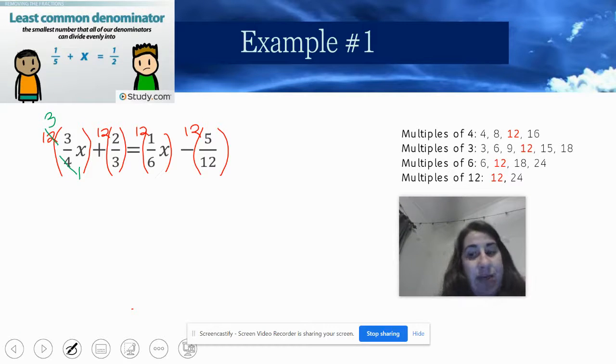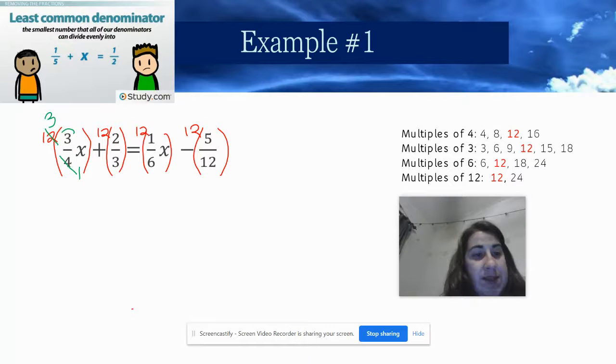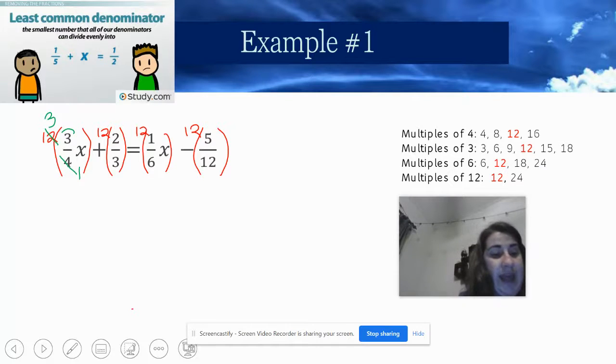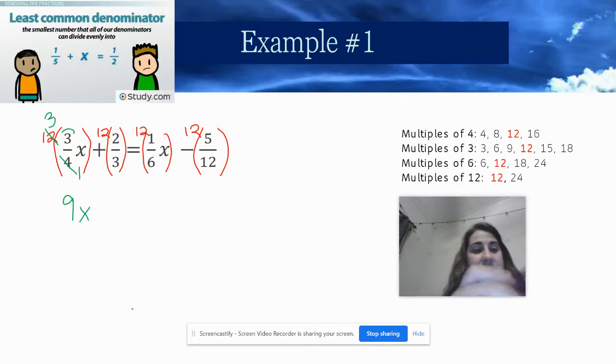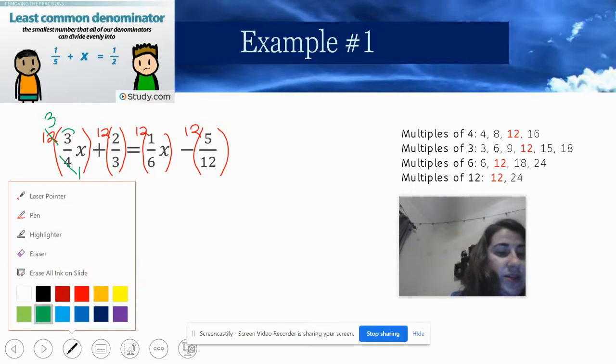Now I'm taking that 3 and I'm multiplying it by this 3. Okay, and I get 3 times 3 is 9x. Okay, so I've gotten rid of that fraction. Now I have to do the same thing for each fraction. 12 divided by 3.